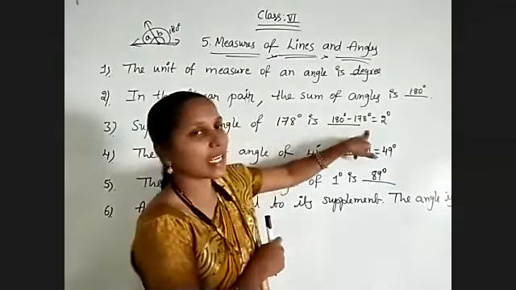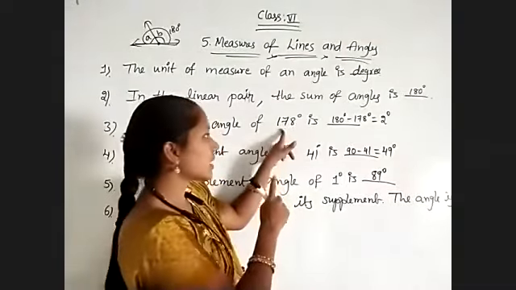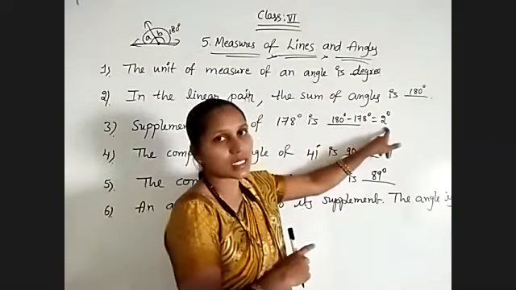That is equal to 2 degrees. Means for 178, which angle do you need to add to get 180? 178 plus 2. 2 is the supplement of 178. 178 is the supplement of 2 degrees.